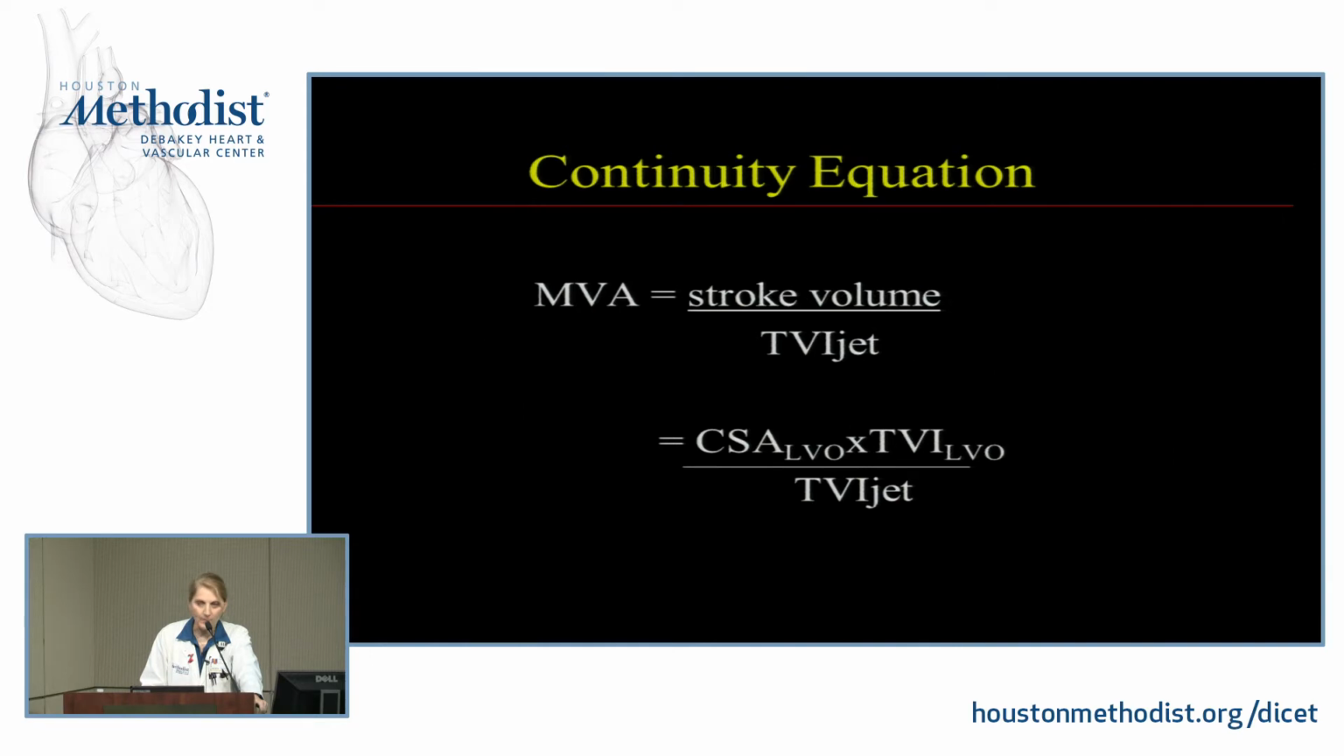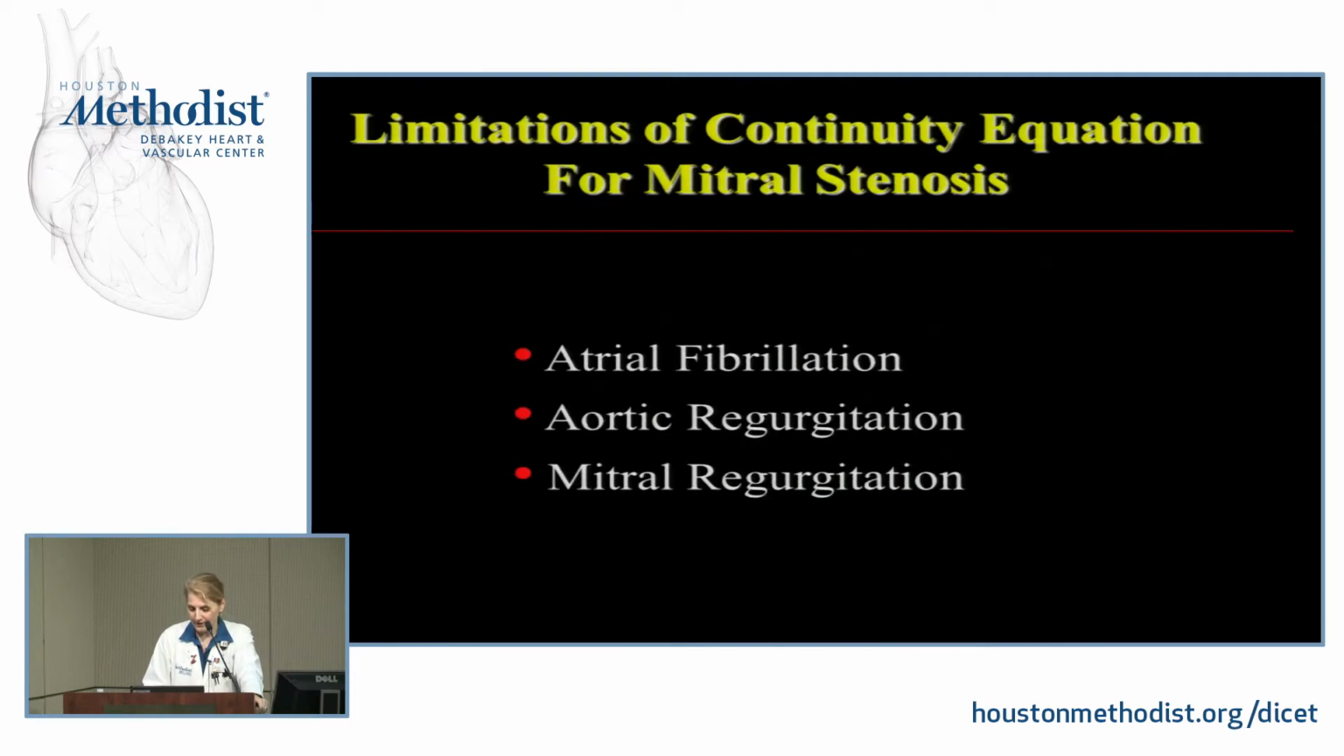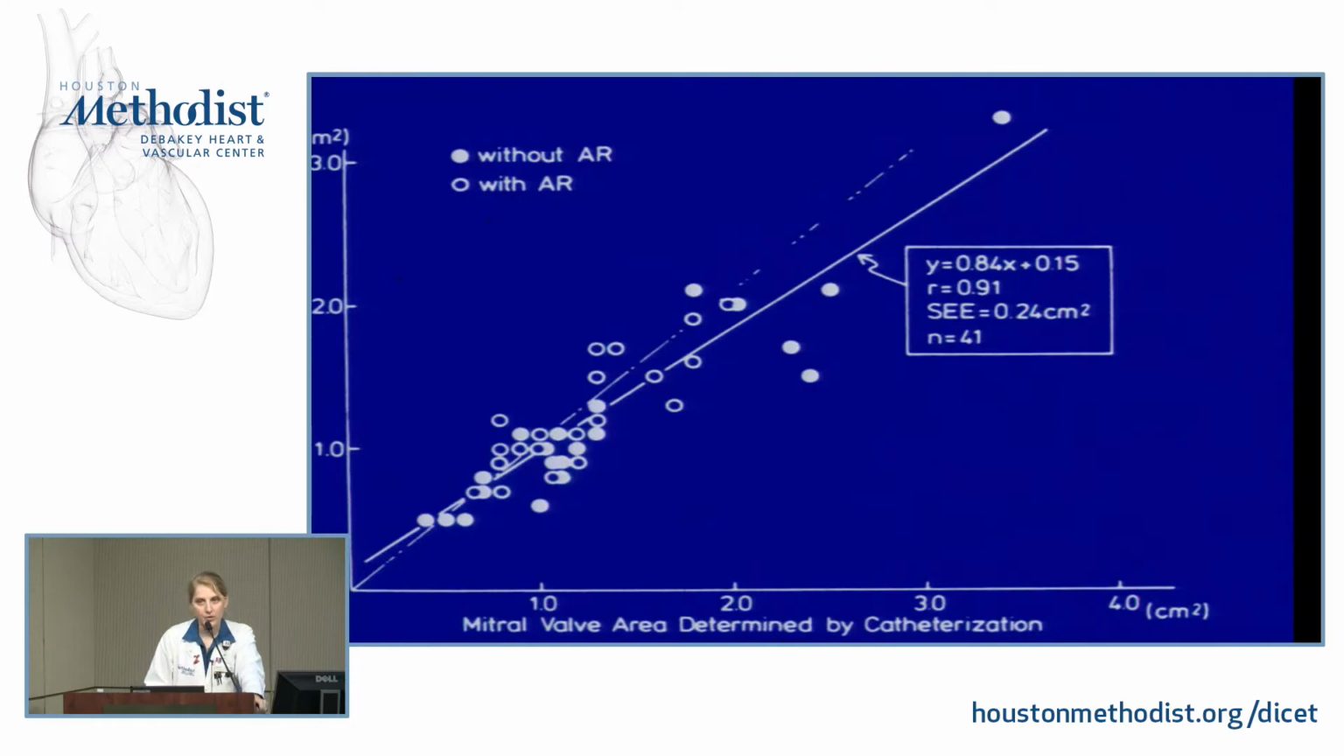The continuity equation in mitral stenosis is the same as in aortic stenosis. You need the stroke volume, and then you divide it by that CW time velocity integral across that stenotic jet. There are limitations to the continuity equation for mitral stenosis. It includes AFib, aortic regurgitation, and mitral regurgitation. With aortic regurgitation, the problem is that you cannot use the stroke volume through the left ventricular outflow tract. Why? Because there's extra volume there, so it's going to inflate your time velocity integral. If you use that as the stroke volume, you're going to underestimate the severity of mitral stenosis. If you use the stroke volume through the right ventricular outflow tract, you'll be okay as long as there's not significant PI.